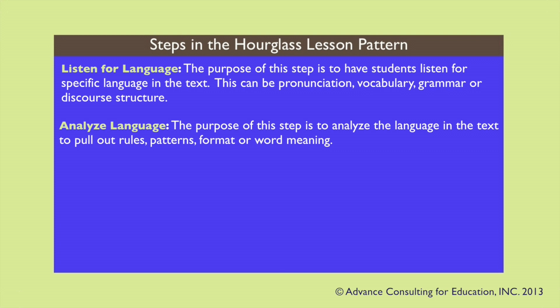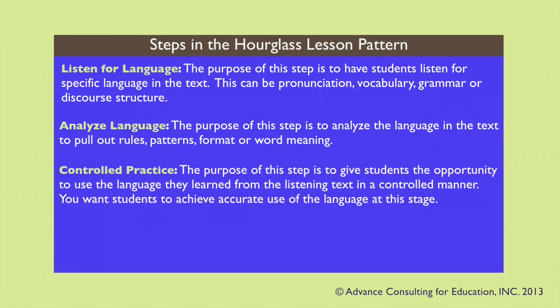The sixth step in the Hourglass lesson pattern is controlled practice. So the purpose of this step is to give students the opportunity to use the language they've learned in the listening text in a controlled manner. So you're trying to get students to be accurate with their use of the language structure that they've learned. So once again, this is focusing on form, and this is a productive step.